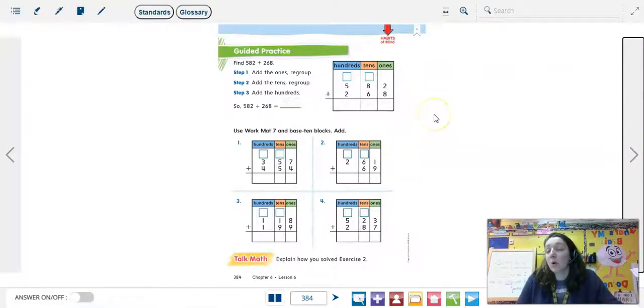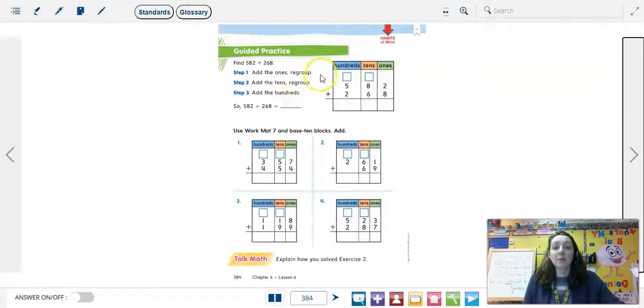You don't always have to do that, but sometimes you might have to regroup twice. So this is where we really start to need to pay attention to what we're doing. You always need to pay attention to what you're doing, but really, really make sure you're counting, following along so that you don't get messed up. So find 582 plus 268.